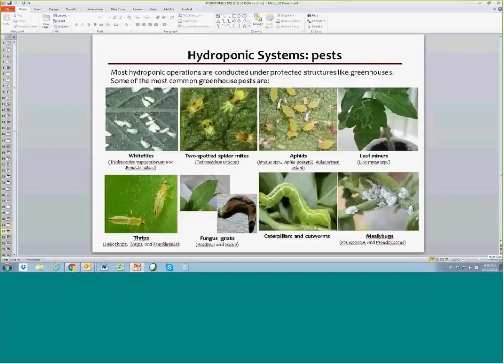And here it shows typical pests, not any different than what you have in the open field. But the most common ones affecting hydroponic systems, as I mentioned, are whitefly, mites, aphids, leaf miner, thrips, gnats, and some caterpillars and cutworms. Mealybugs also are quite common under greenhouse conditions where the hydroponic systems are established. Next.